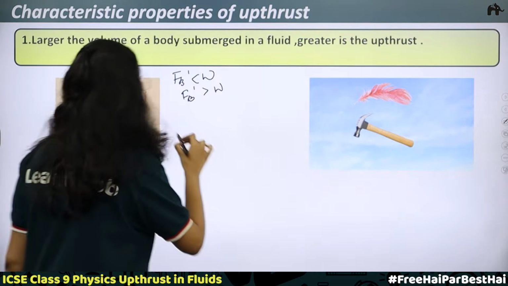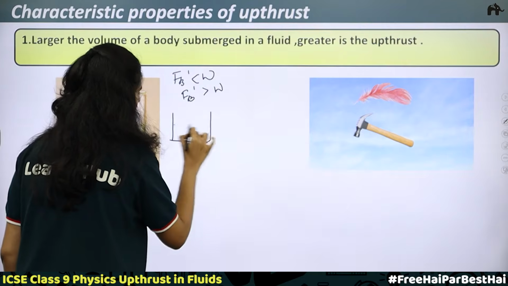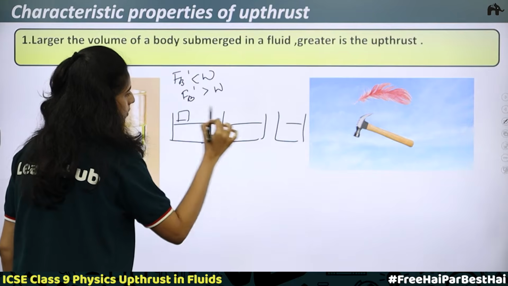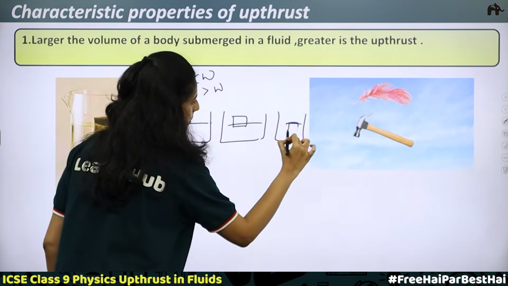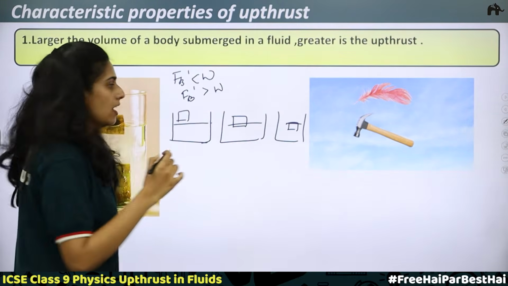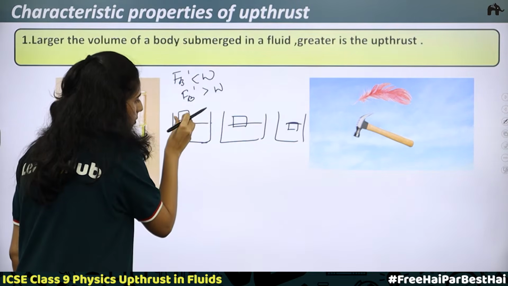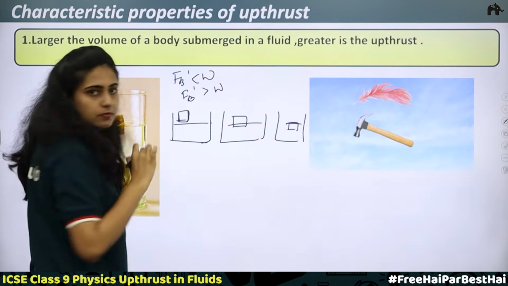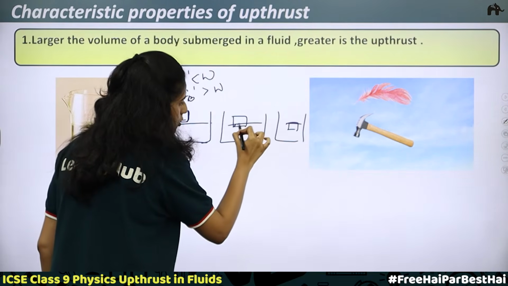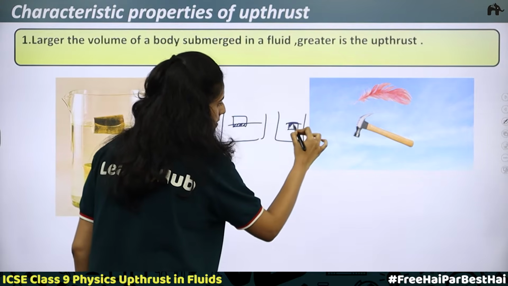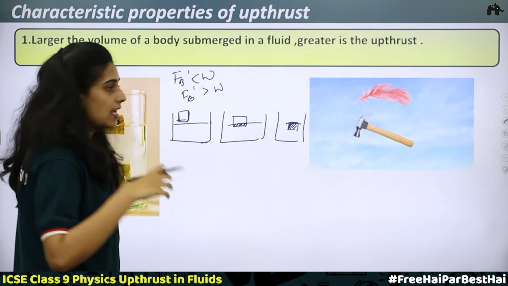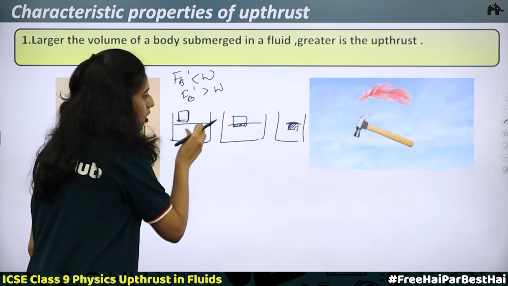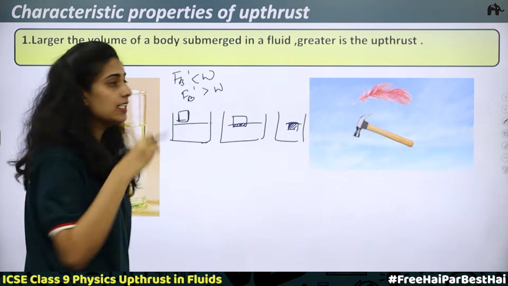Okay, now there will be different cases. The body can be in this way, the body can be in this way, or the body can be in this way. There are many ways possible. Now here you can see the volume of the body immersed in water is 0. Okay, it is just floating. Now here this much portion is immersed in water. Here this much portion is immersed in water. So what do you understand? The volume is changing. Okay, the volume is increasing. Volume of the body that is submerged in the fluid is increasing.